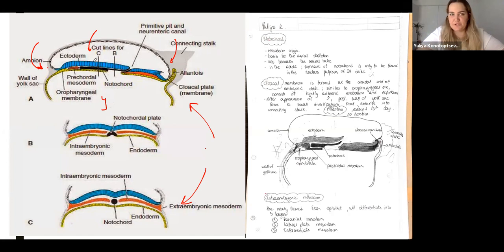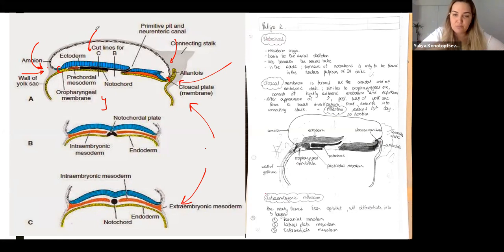We have three germ layers, the top being ectoderm, the middle being mesoderm, and the yellow being endoderm. You can see two membranes: the cranial membrane called the oropharyngeal membrane, and the caudal, the tail membrane, called the cloacal membrane. Notice that the oropharyngeal and cloacal membranes consist of tightly adherent ectoderm and endoderm. Blue is ectoderm, yellow is endoderm, orange is mesoderm. Do you see any mesoderm in them? No. So tightly adherent ectoderm and endoderm together cover the entrance and exit of the future digestive tract.